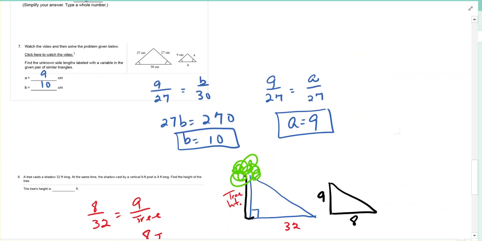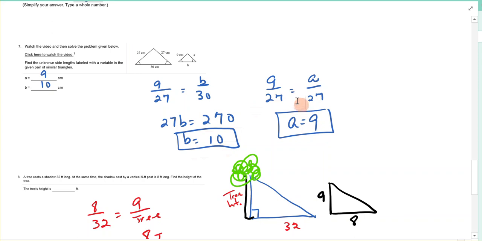Number 7, you can watch an author video for that problem if you want to, but I've given you directions here as well. So we've got similar triangles. That means the sides are proportional. So 9 has to compare to 27 right here as B compares to 30. So you write that proportion, and remember, with proportions, we can cross multiply. So 27B is equal to 9 times 30, which is 270. So B has to be 10.